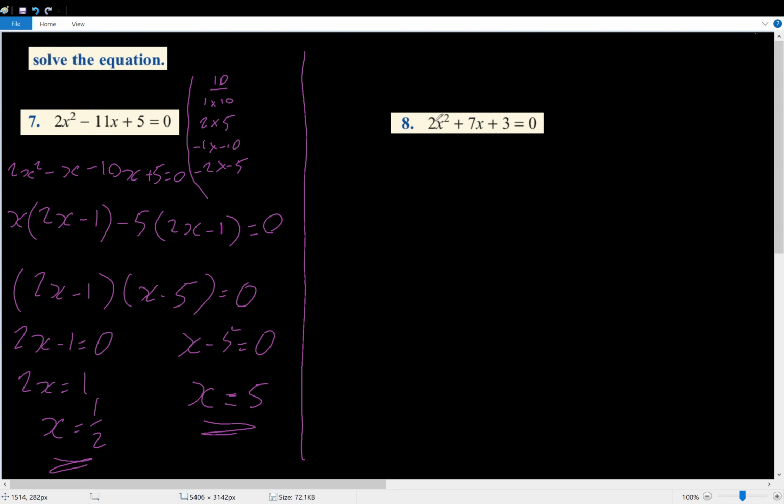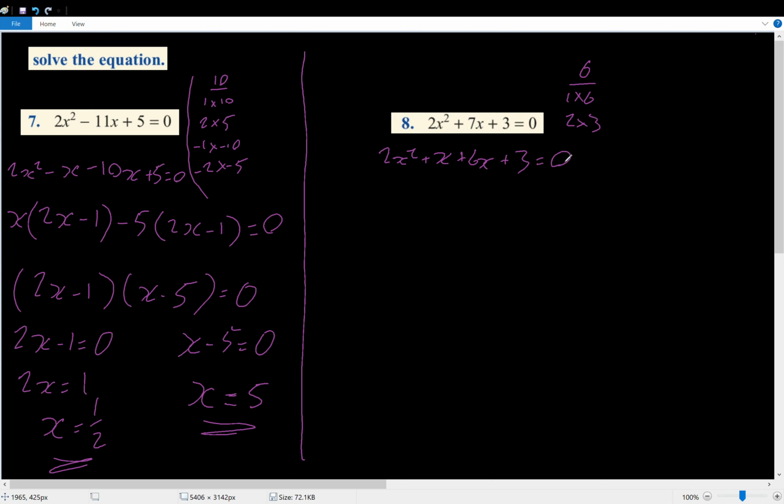Same process as before. We're going to go 2 times 3 gives us 6. Then we're going to list our factors of 6. We have 1 times 6 and 2 times 3. And we're looking for factors of 6 that will sum to 7. In this case we're going to take 1 and 6. So we're going to have 2x squared plus x plus 6x plus 3 is equal to 0. And you notice right in the middle here, x plus 6x is 7x. So I haven't actually changed the value of the equation, I've just rewritten it to make a sum in the middle instead of leaving 7x in there.